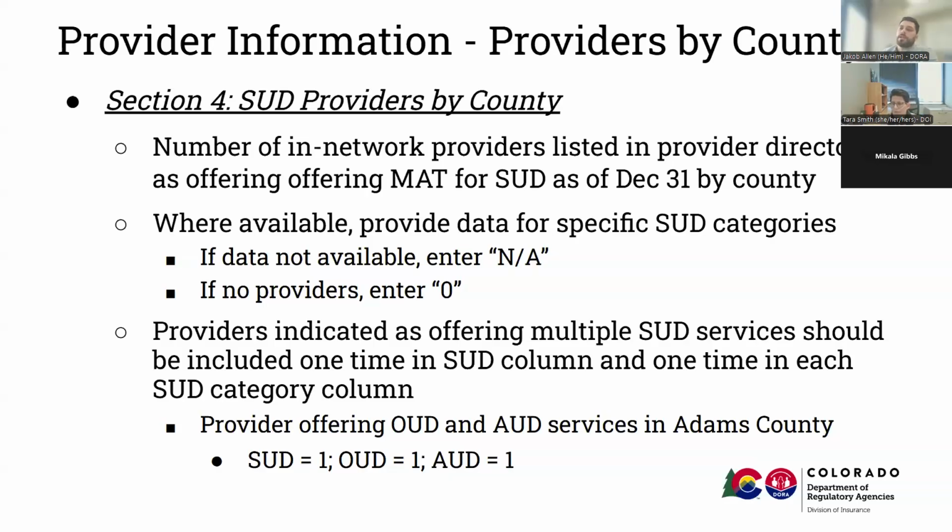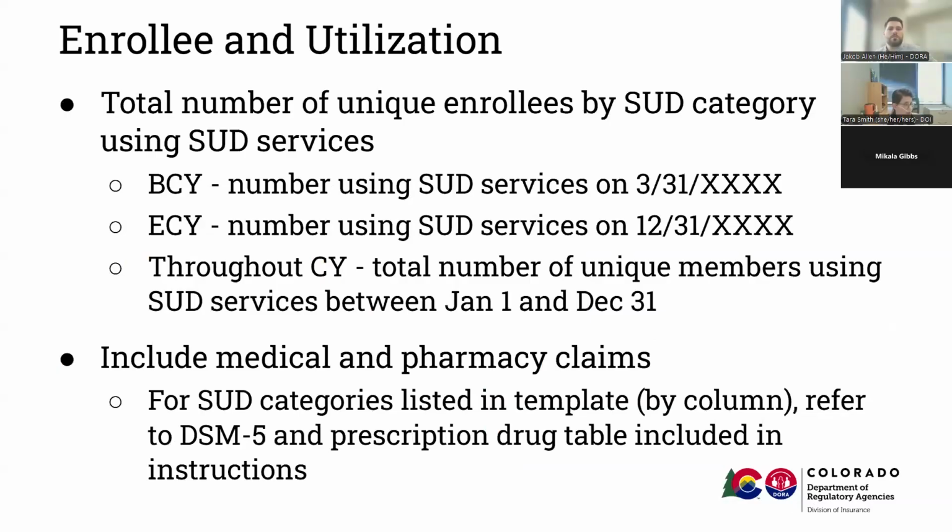We did get some feedback from some carriers stating that it's a little difficult to report the kinds of specific SUD providers. However, the division is expecting at a minimum that OUD providers are able to be reported on, as this was required previously. And then we have provided a clarification on how these counts should be reported. If one provider is indicated as offering multiple SUD services, then they should only be counted once and then separated out for each additional specific SUD that they treat. And I've provided an example there. All right, I think this was our last slide on this tab, then we go to the next tab.